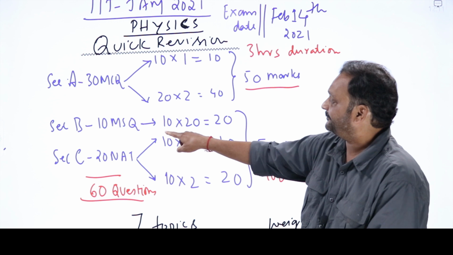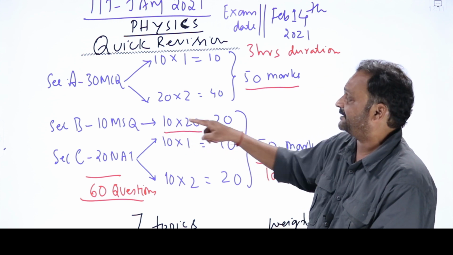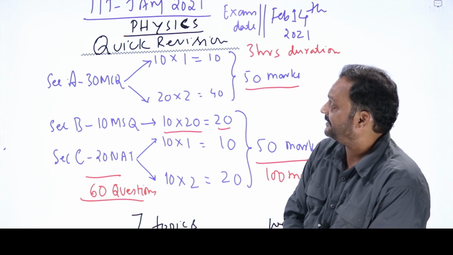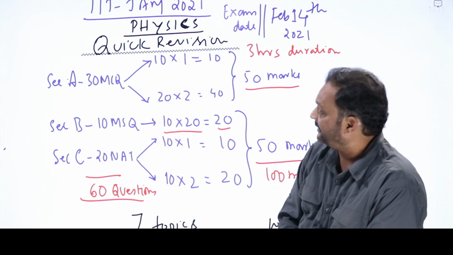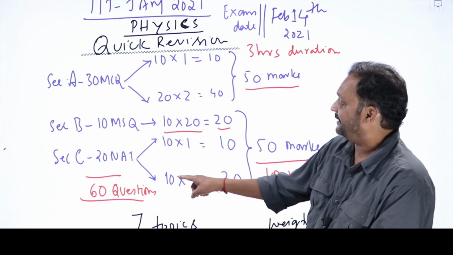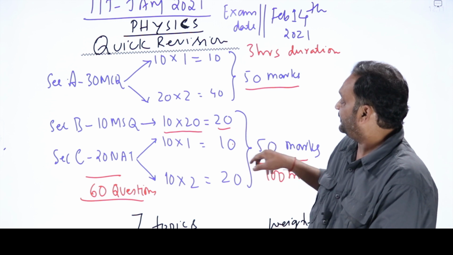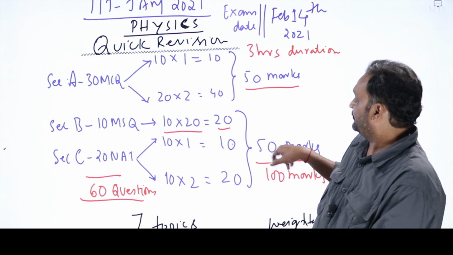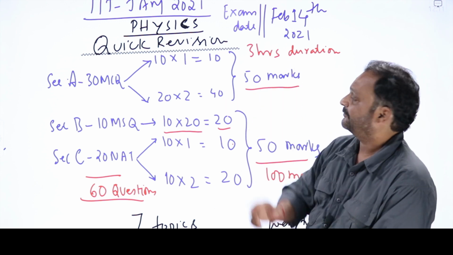They are 10 in number. Each question is 2 marks, so the total is 20 marks for Section B. And Section C is numerical answer type. There will be a total of 20 questions. Out of 20, 10 are 1 mark questions and 10 are 2 marks questions. So 10 and 20, that is 30, plus 20 here, that is Section B and Section C put together will have 50 marks. Section A itself will have 50 marks.